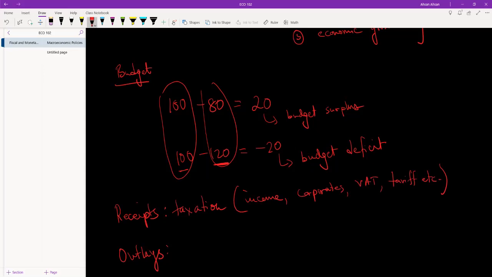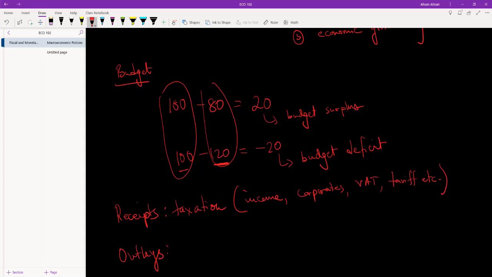Now there are other ways as well in which the government may be raising some money. So for example, when we pay for our electricity bill, when we pay for our gas, these are also receipts or incomes for the government, but these are a very small percentage of the total money that's raised by the government.